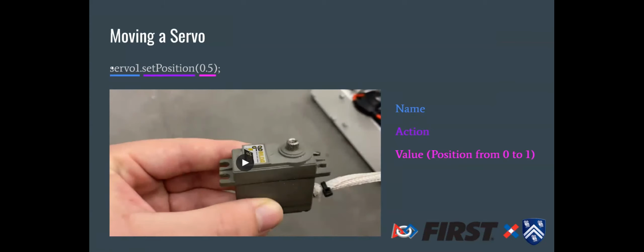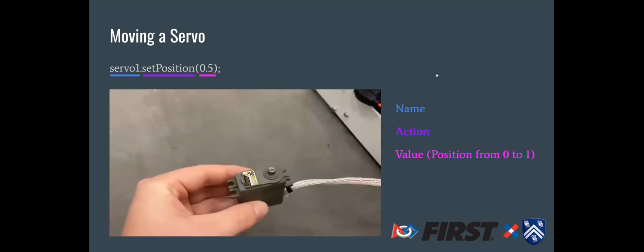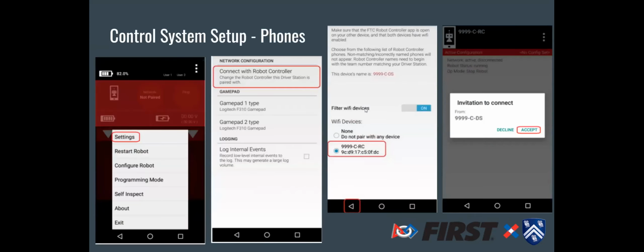This is very similar. We use the name that we assigned it earlier, which could be anything that you set it to. Then we use .set position to say that's the action we want to take. And in these parentheses, this is where we actually put the value. Let me move to the next slide.